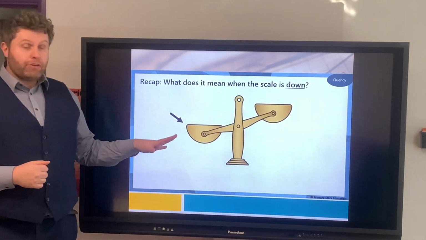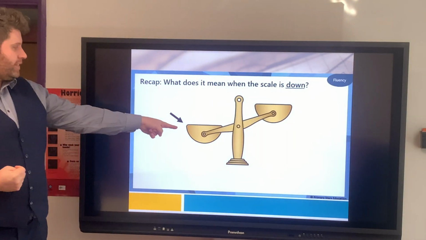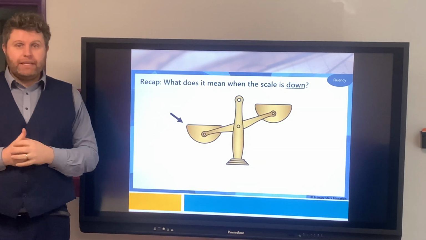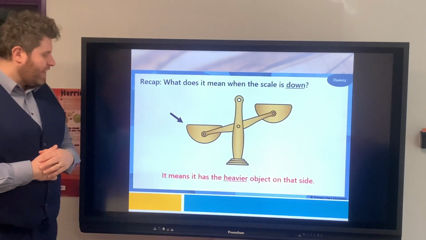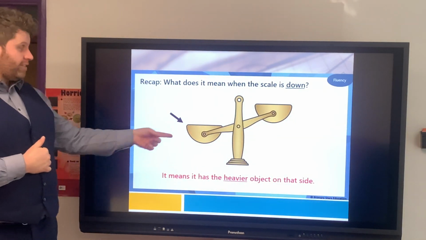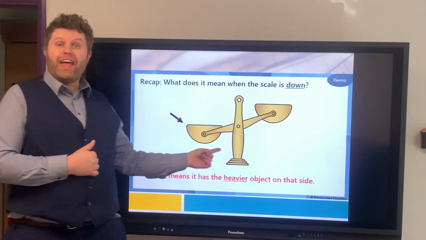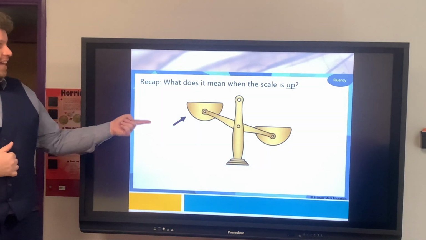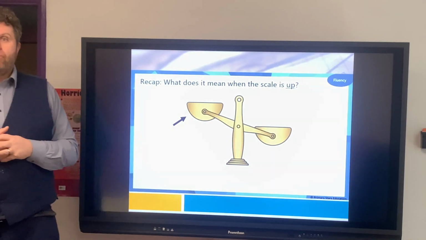Okay, now we've got a picture of a scale on the board. What does it mean when this side of the scale is down? So when that's down like that, what does it mean? Tell your adult. Okay, it means that the heavier object is on this side because that is pushing that down while that goes up. So the heavier object is on this side. Well done. What does it mean when that side of the scale is up? What does that mean? Talk to your adult. Tell them what it means.